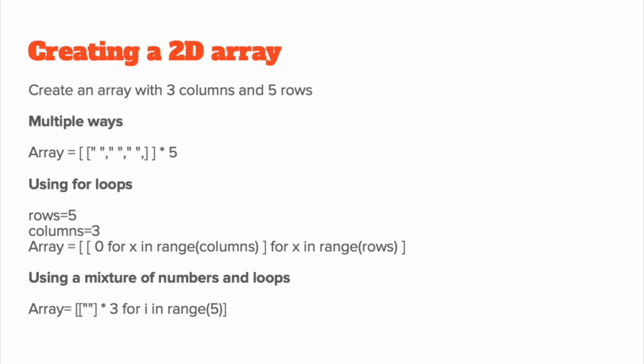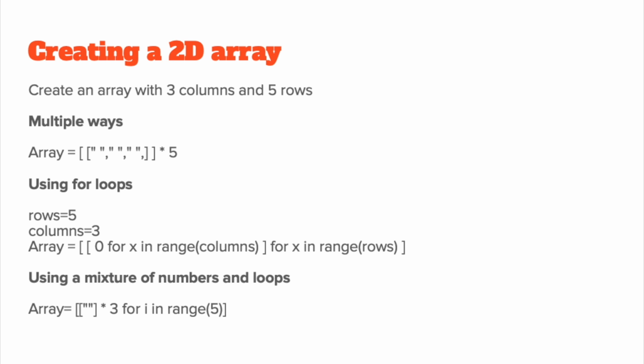Well, first way is to simply give the name of the array, and instead of having one bracket, we're going to have 2 square brackets because you want to have 3 columns repeated 5 times. The middle square bracket is going to have your 3 columns, and the outside square bracket is going to be multiplying that by 5. So we're simply going to say these 3 columns are going to be repeated 5 times.